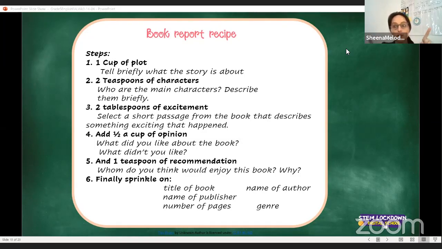Okay? 2 teaspoons of characters. You mention who the main characters are, so who's in the story, and you just give a little description of them.